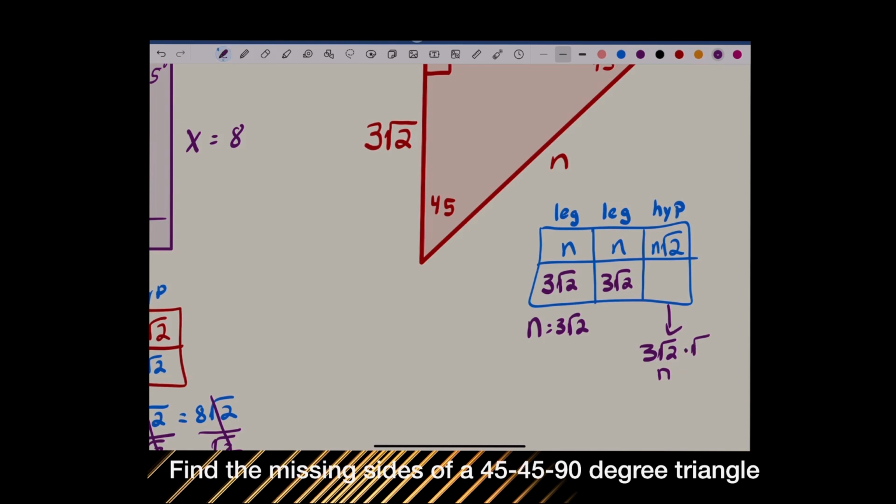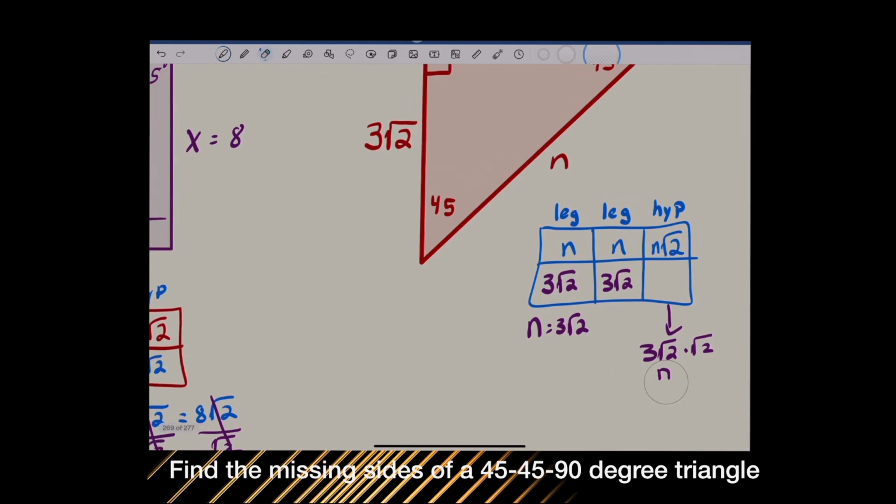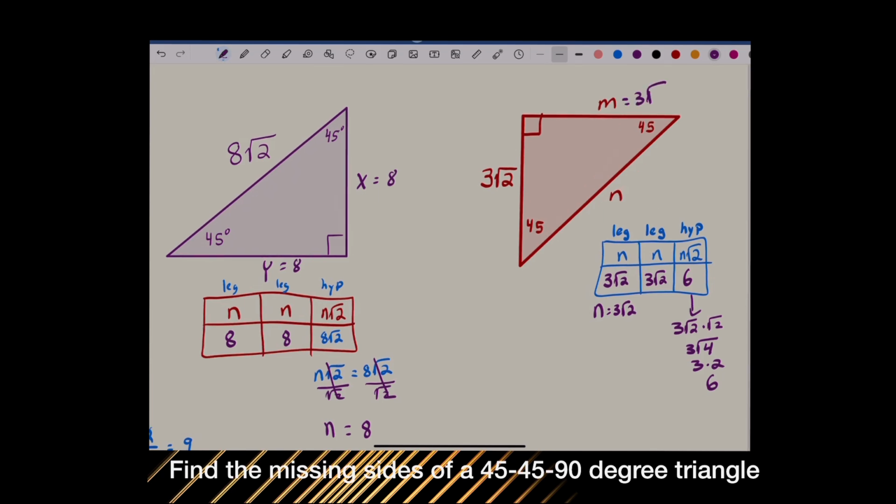Now I have to take that times the square root of 2. Well, 3 times the square root of 2 times the square root of 2 is 3 times the square root of 4. Square root of 4 is 2. 3 times 2 is 6. I've got my table finished off. Now I'm going to go back to my drawing. This is 3 times the square root of 2. That's 6. M was my leg. N was my hypotenuse.